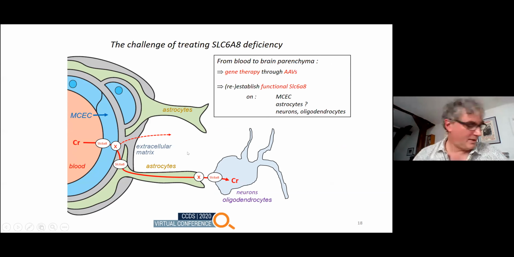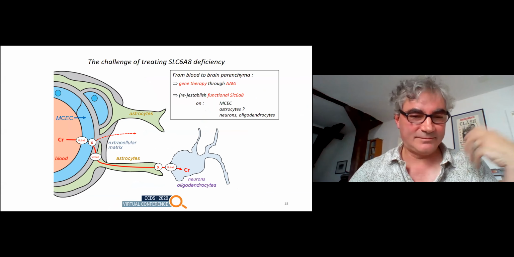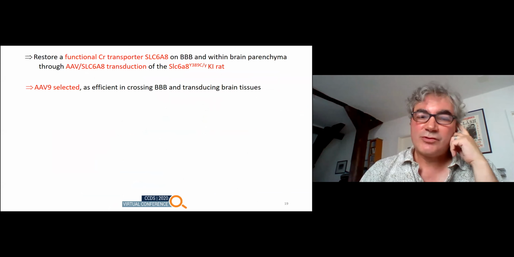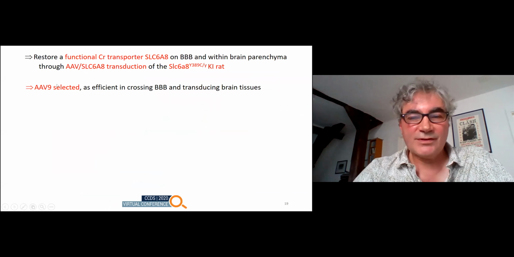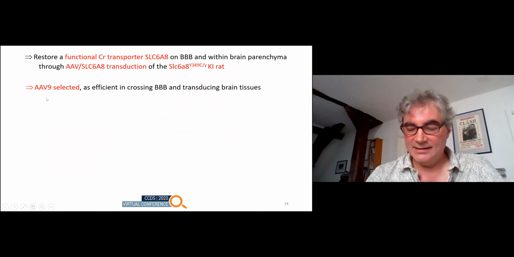So I will share with you very new slides that Gabriela Fernandez, who is a PhD student in my group, has obtained very recently with our first trial of AAV injection in our rat. Like every one of you, I guess, we also took a lot of delay in our work due to the COVID crisis, but still we obtained these first nice results. So to try to reestablish the creatine transporter within the brain of our knockin rat, we selected AAV9 serotypes.